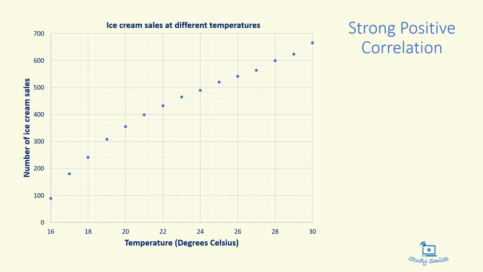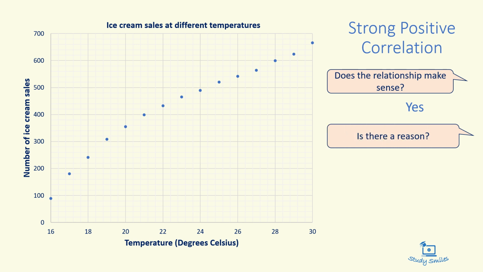Returning firstly to our earlier strong positive correlation example of temperature and the number of ice cream sales. Does the relationship make sense? Yes, it makes sense that there would be more ice cream sales at higher temperatures. Is there a reason why one variable would cause a change in the other variable? Yes, the hot temperatures would make people want to buy a cold ice cream to cool down. So yes, it makes sense.